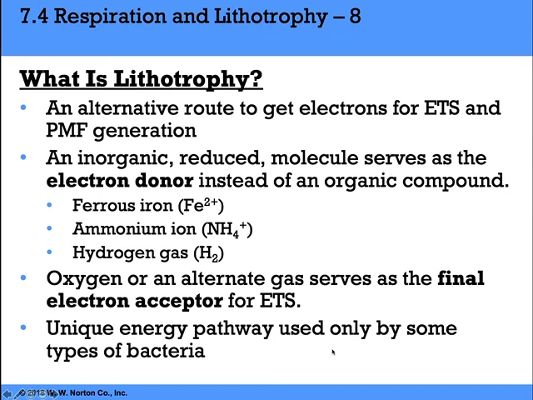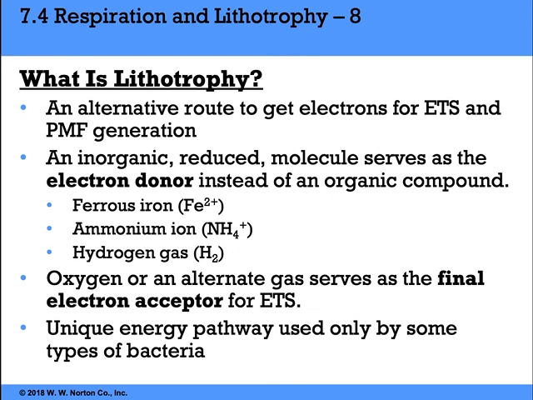Lithotropy is a variation on metabolism. It's an alternative route to get electrons for the electron transport chain and generate the proton motive force. In lithotropy, an inorganic reduced molecule is the donor instead of an organic compound. So we can jack electrons from ferrous iron or ammonium or hydrogen gas, and then we can oxidize them as we saw in the previous panel, right? And those will be byproducts, okay? So they can feed the chain, all right?